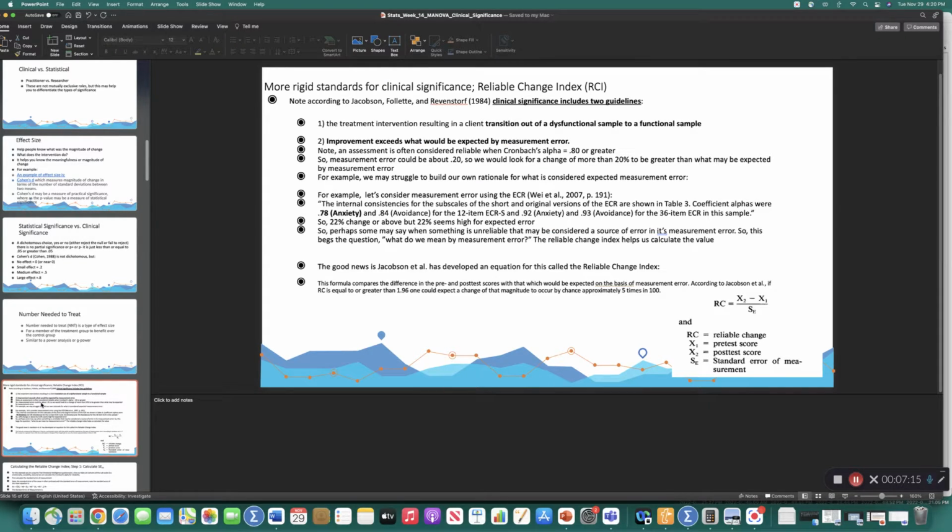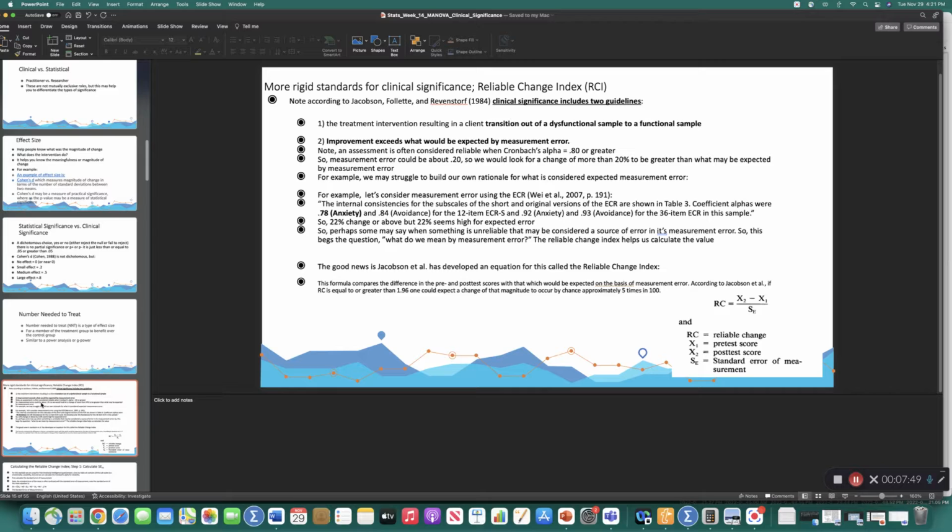Now, some researchers like Jacobson and colleagues defined clinical significance in 1984 to include two rigid guidelines. One is a specific transition from a dysfunctional sample, like a DSM-5 diagnosis where a specific disorder is interfering with functioning, to a functional sample where that specific disorder is no longer interfering with functioning. And number two, for that improvement to exceed what would be expected by measurement error alone.